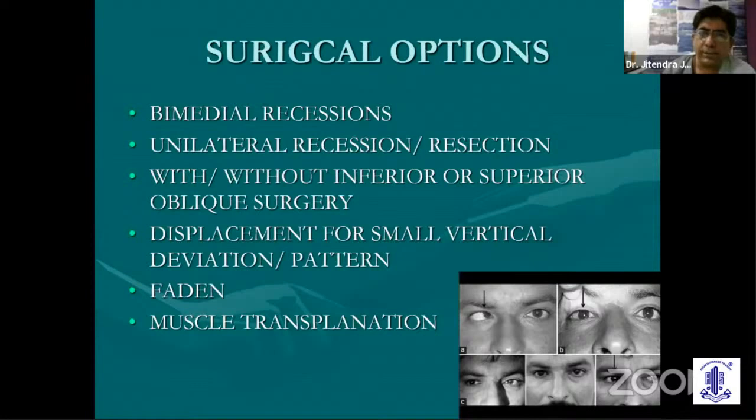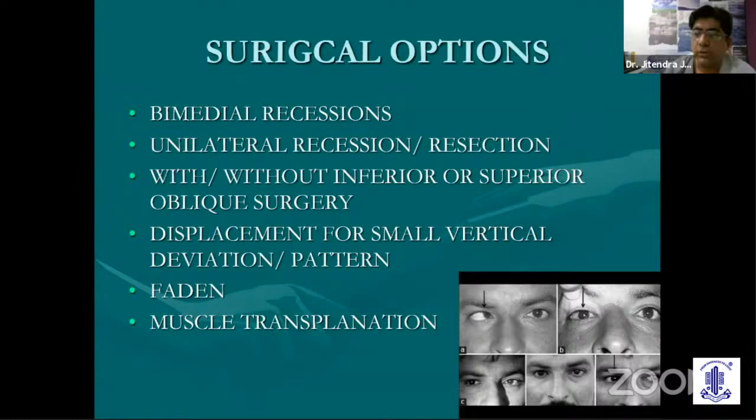The most commonly done surgery is bimedial recession. Unilateral recession and resection can also be done. This could be done with or without inferior oblique or superior oblique surgery. So if there is inferior oblique overaction or superior oblique overaction, we can do inferior oblique or superior oblique weakening along with bimedial recessions. For V pattern and A pattern, there can be displacements, and we can do bimedial recession with infra- or supra-placement of the medial rectus. And if the angle is very large, we can do a true muscle transplantation also.